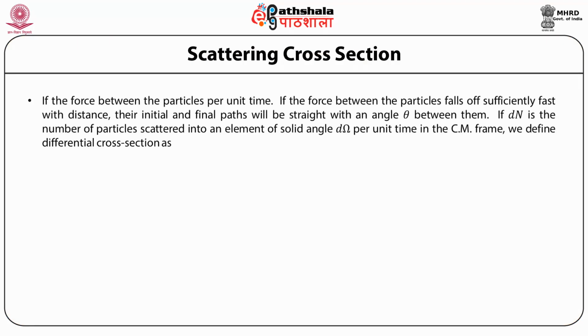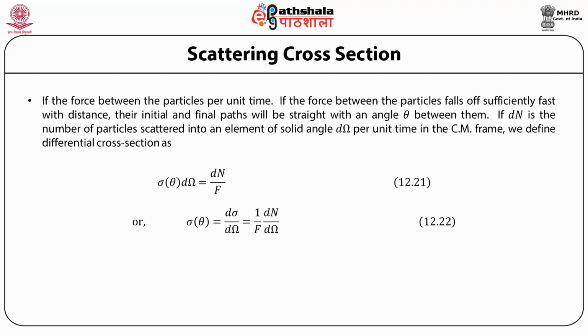If the force between the particles falls off sufficiently fast with distance, the initial and final paths will be straight with an angle theta between them. If dn is the number of particles scattered into an element of solid angle d omega per unit time in the center of mass frame, we define the differential cross-section as sigma theta d omega. So this is the definition of a differential cross-section.